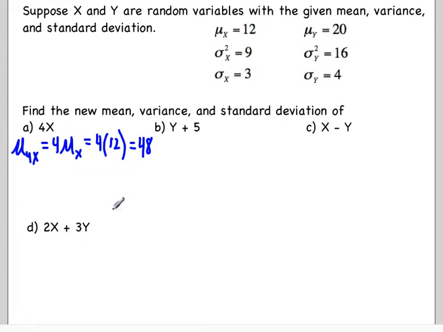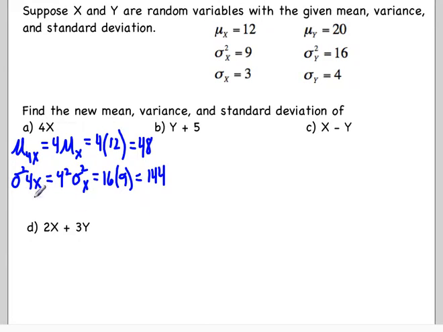Okay? For the variance of 4x, according to the formula, if you need to look at the formula, look at the formula. You take that constant and you square it and you multiply by the original variance. So I would take 4 squared, which is 16, and I would multiply it by the original variance, which was 9. And 16 times 9, we get 144.